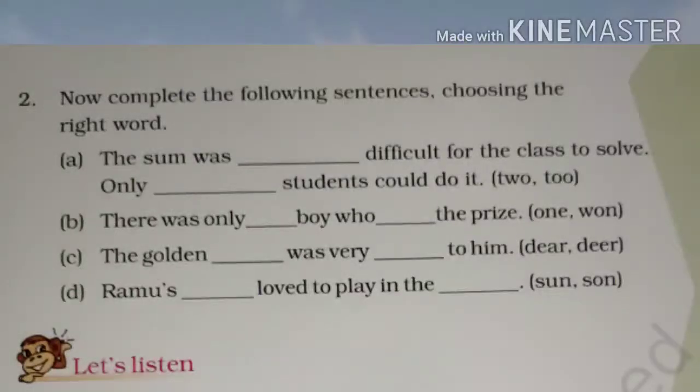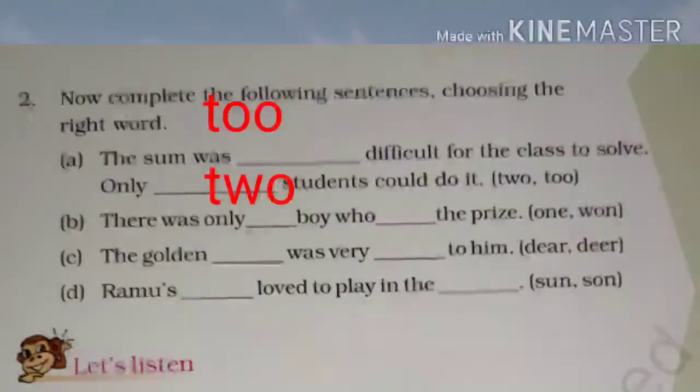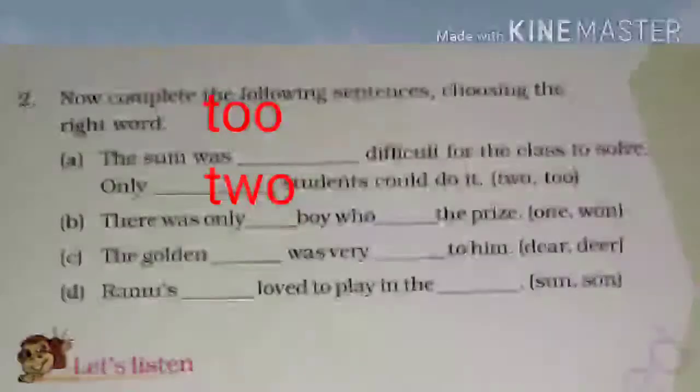Now let us move to question number 2. Complete the following sentences choosing the right word. Number A. The sum was dash difficult for the class to solve. The correct answer will be T-O-O. Only dash students could do it. Only TWO students could do it. So the correct answer will be TWO.